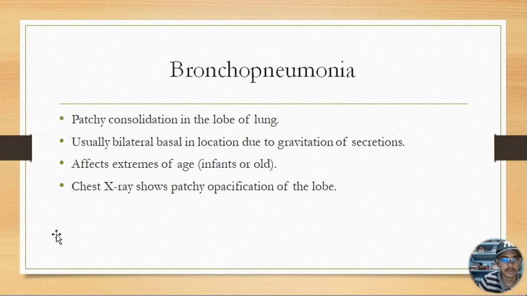It will be present in patches around the lobe of the lungs, and it is usually bilateral basal in location due to the gravitation of secretions. It affects the extremes of ages, by which I mean that it will be present either in infants or in severely old persons. Chest X-rays show patchy opacification. Obviously, there is a patchy consolidation of the lung, so in the chest X-ray there will be patchy opacification of the lungs.